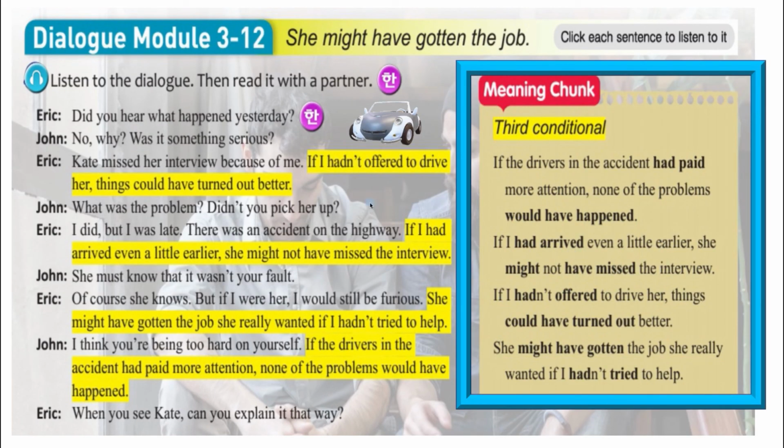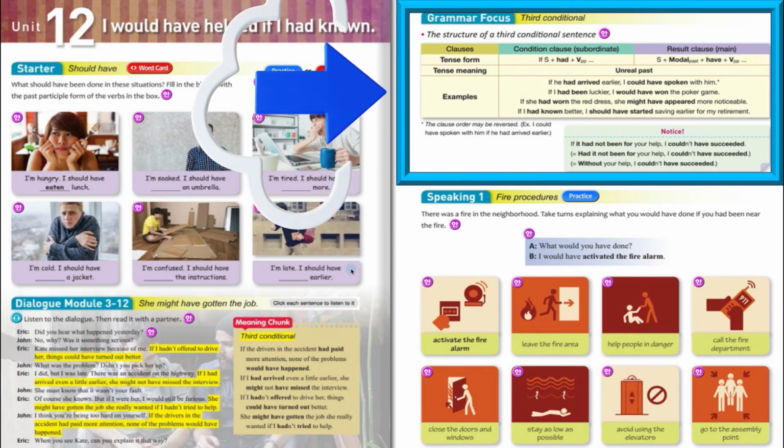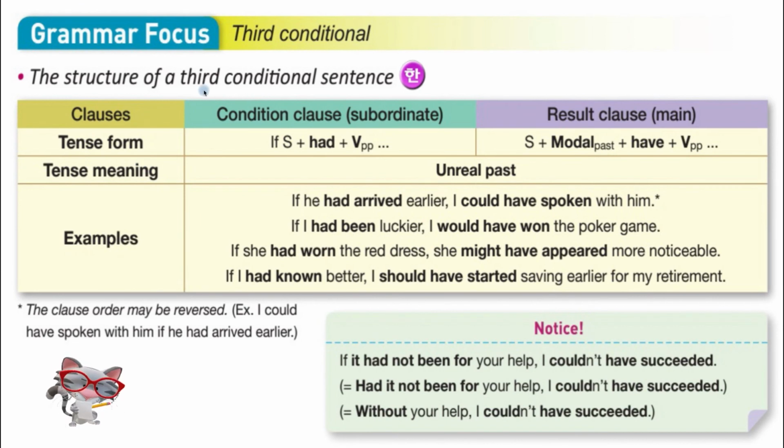So a lot of this dialogue involves the third conditional. We've talked about this in the starter. Third conditional is grammar that talks about situations that happened in the past that you could possibly consider changing in the future, if you had done something else. So each of these has an if and a subject, a had, and then a verb with the past participle.